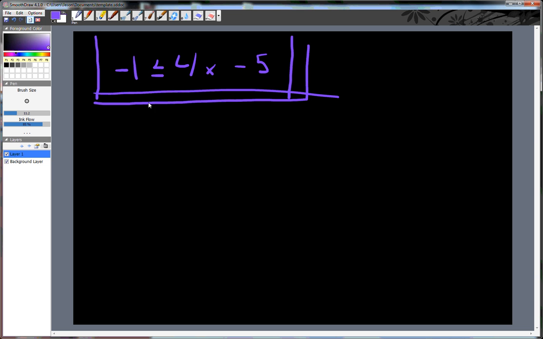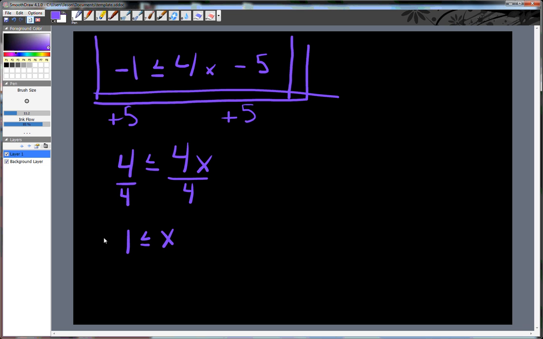Alright, so if I'm just treating this like an equation, I'm going to solve for x. I'm going to first get rid of that 5, so I'll add 5 to both sides. And that will give me negative 1 plus 5 is 4, is less than or equal to 4x. Again, I'm looking for x, so I'm going to divide this by 4. Now I'm not dividing by a negative number, so I do not need to change the direction of our inequality.